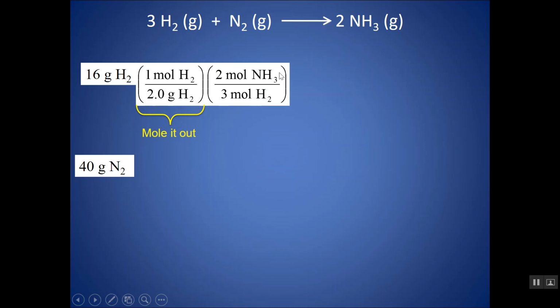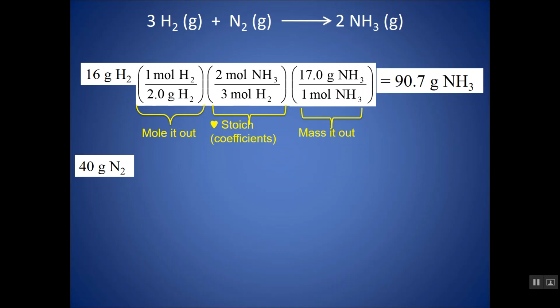Now I'm in moles of ammonia, but since the problem asked me for mass, I might as well use the molar mass and convert this right away into mass. Again, I could have just stopped here and gotten a number, and I can compare mole amounts as well, but since it asks for mass, we might as well use 17 grams for every 1 mole, and we get that 90.7 grams of NH3 could be the maximum produced if I start with 16 grams of hydrogen, assuming that I would have enough nitrogen to react with all this.